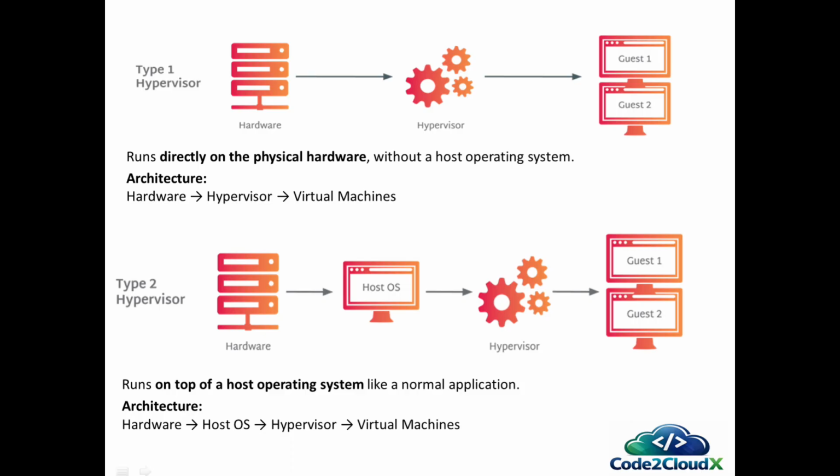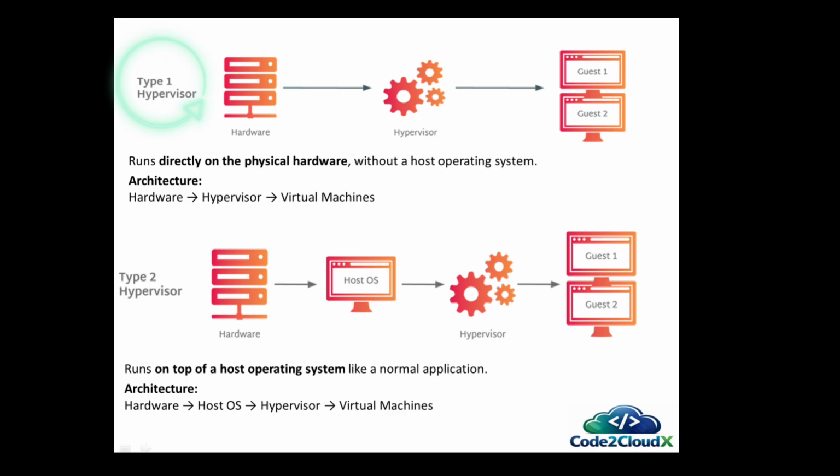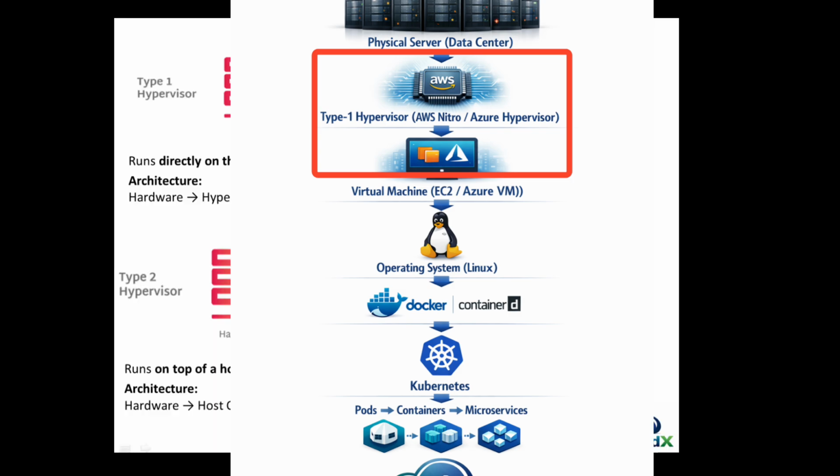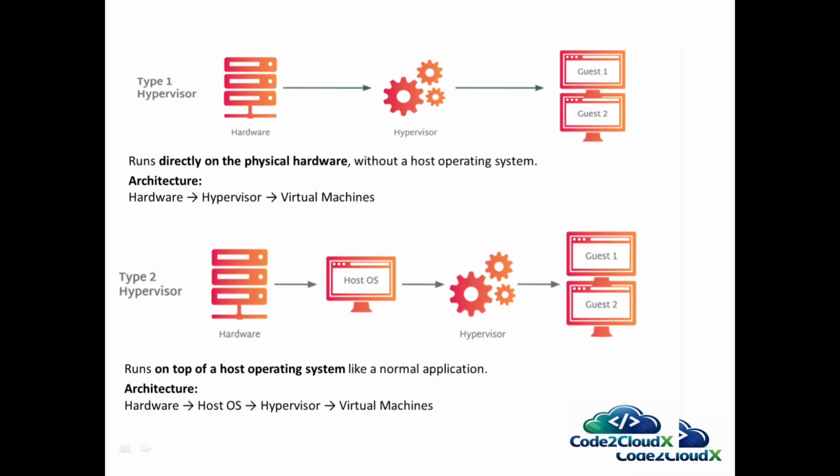There are two types of hypervisor. Type 1 hypervisor is also called a bare metal hypervisor, and it runs directly on the physical hardware. There is no host operating system on top of the physical hardware. Type 1 hypervisors are best suited for production environments where performance, scalability, and security are crucial. Additionally, bare metal hypervisors are commonly used in cloud computing. Nowadays in AWS and Azure, they are widely used. And type 2 hypervisor is called a hosted hypervisor. It is mainly used for development and testing.